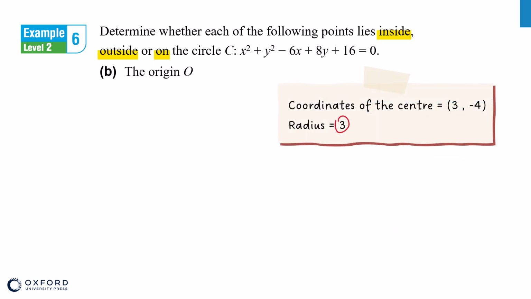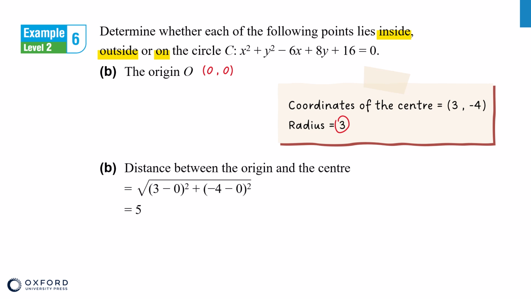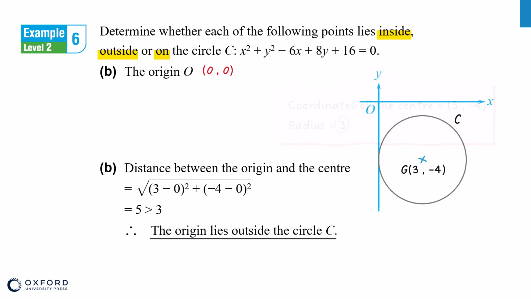Part B. The point is the origin O, that is 0, 0. Using the distance formula, we find that the distance is 5, which is greater than the radius 3. Therefore, the origin lies outside the circle C.